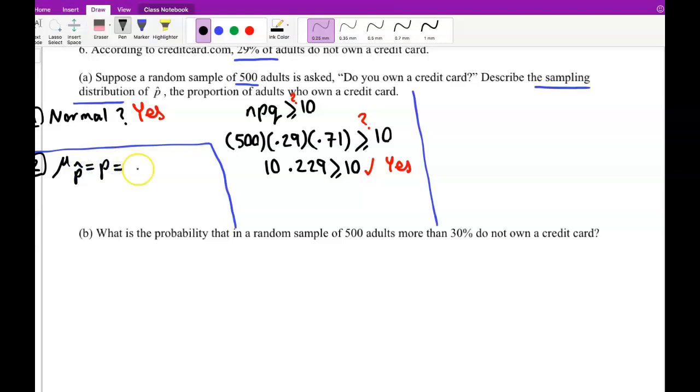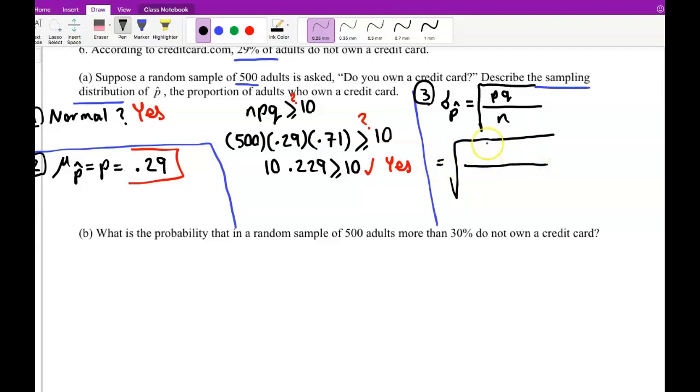is equal to population proportion as 0.29. And standard deviation is square root of pq divided by n. n is 500, p is 0.29, and q is, okay, that is 0.71. So the standard deviation is 0.020.